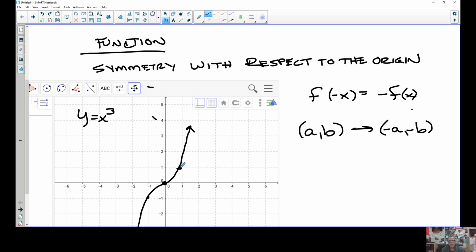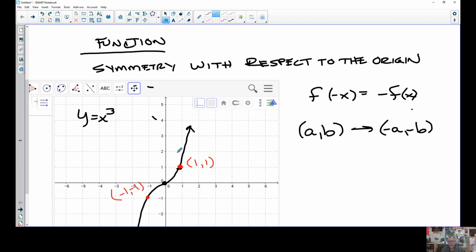So what does that look like? Well, if we think of our point here that we talked about, we have this point 1, 1. That's our A and B. If you think of what it means to be -a, -b, it would be -1, -1. That point is also on the graph, and that works for any point on this graph. -1, -1 would also be on this graph.